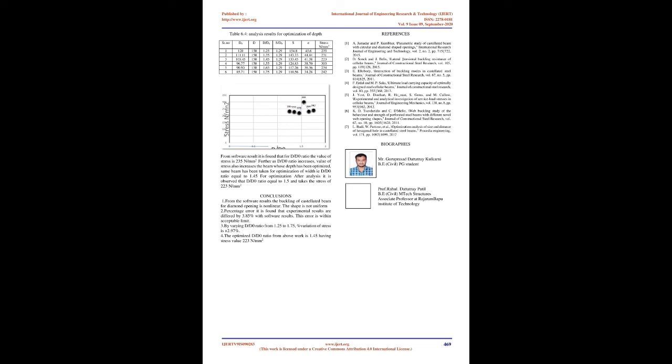Conclusions. 1. From the software results the buckling of castellated beam for diamond opening is nonlinear. The shape is not uniform. 2. Percentage error. It is found that experimental results differed by 3.85% with software results. This error is within acceptable limit.